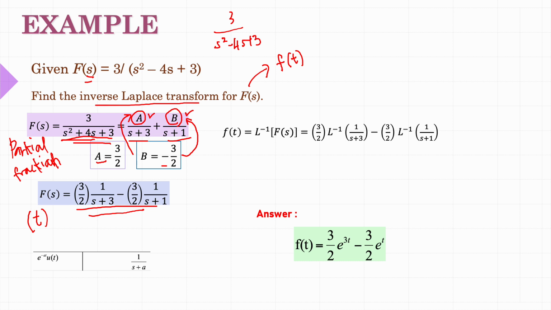Now the table, you need to refer at the S domain, look and find which is similar with the one we have obtained earlier. Based on the table, we can see that this row is similar to what we have obtained. Therefore the inverse of this equation is going to be 3 over 2 exponential 3t minus 3 over 2 exponential t. Okay, right?